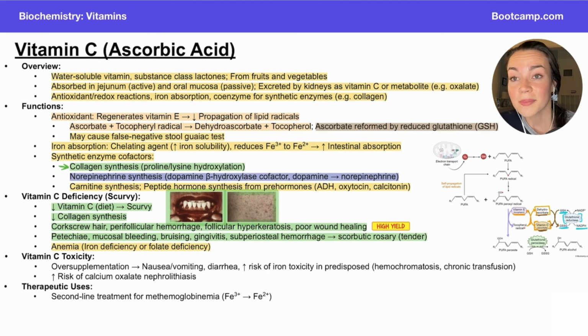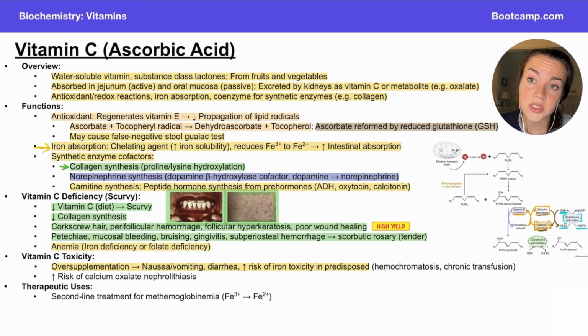Now let's talk about the opposite, vitamin C toxicity. It's pretty hard to get a toxicity of a water-soluble vitamin outside of the case of oversupplementation. So in general, when you see water-soluble vitamin toxicity, you should be thinking of oversupplementation, and in the case of vitamin C, this can lead to nausea, vomiting, diarrhea, as well as an increased risk of iron toxicity in people who are predisposed. Again, because vitamin C is involved in iron absorption.